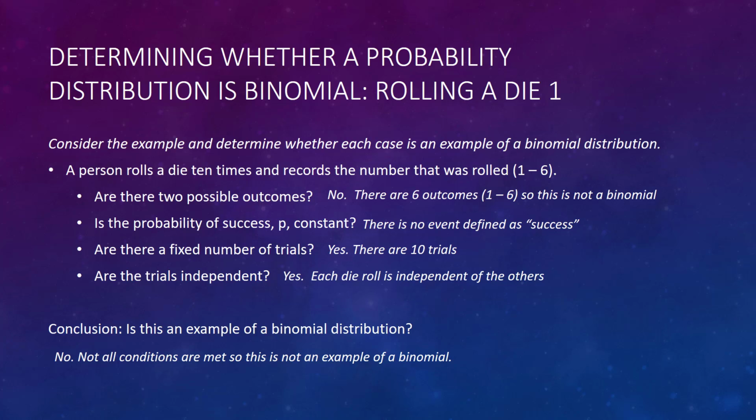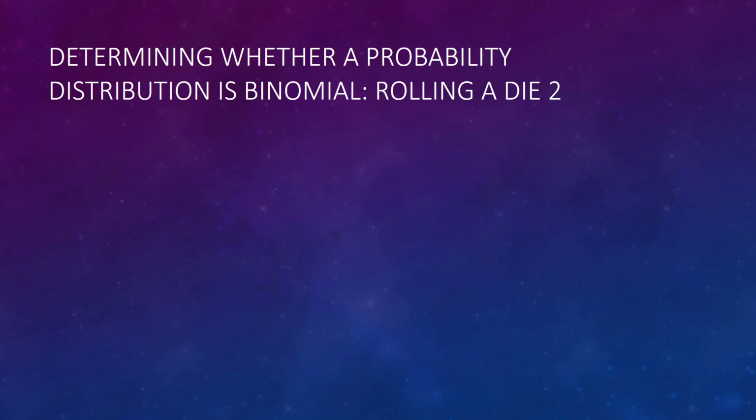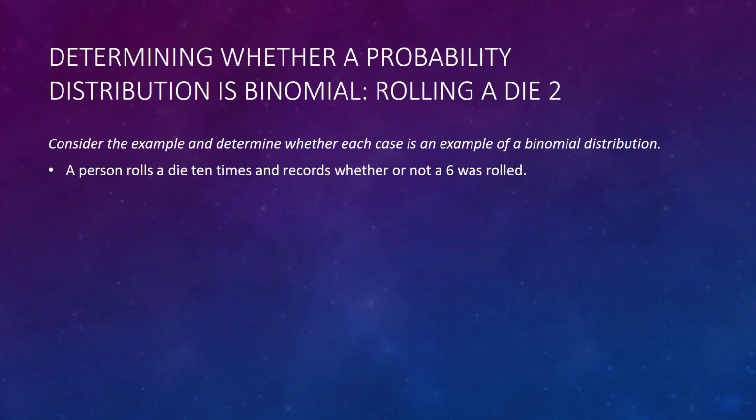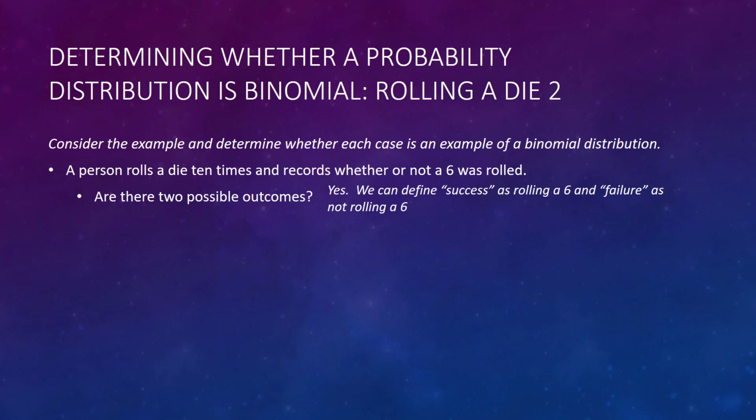Let's do another example. Again, we want to roll a die. And this time, we say that a person rolls a die 10 times and records whether or not a 6 was rolled. So this time, are there 2 possible outcomes? Even though it's the exact same die, and the die still has 6 possible outcomes, 1, 2, 3, 4, 5, or 6, all of a sudden, we have grouped those 6 outcomes into 2 bins, if you will.